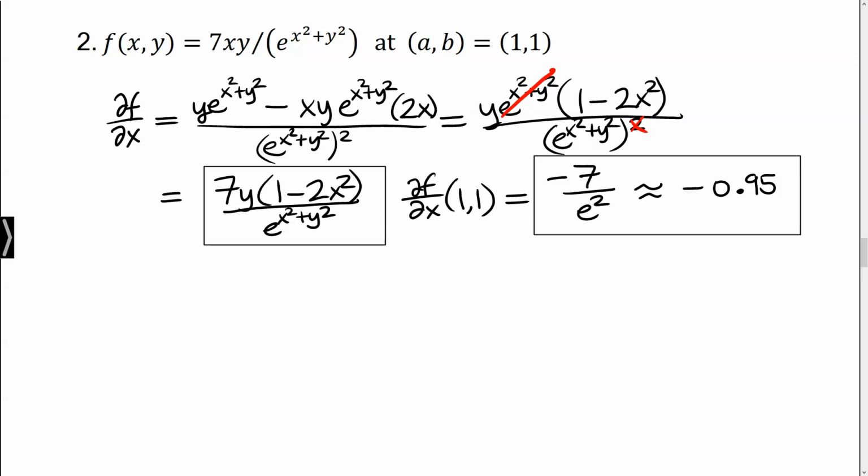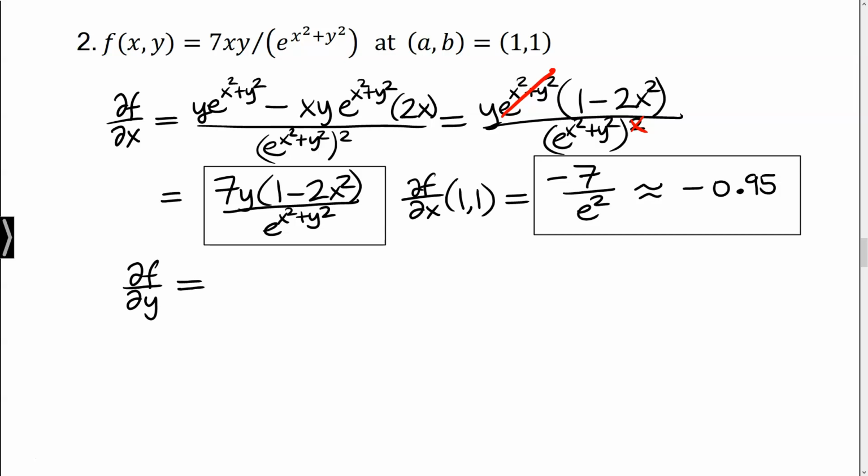Now, a nice thing about this function, if you notice, is that it's what we would call symmetric in x and y. In other words, if I interchange the roles of x and y, I get exactly the same function: 7yx over e to the y squared plus x squared would be exactly the same function. So what this means is, I don't really need to calculate the partial with respect to y, I just need to interchange x and y in the partial with respect to x.